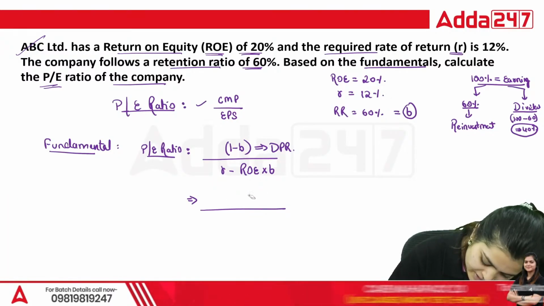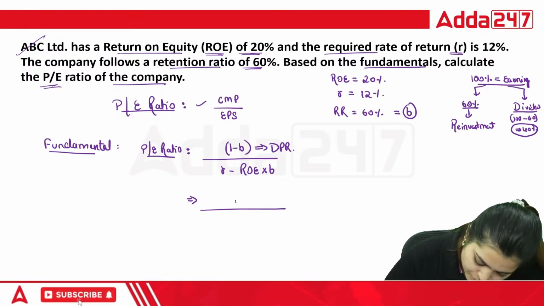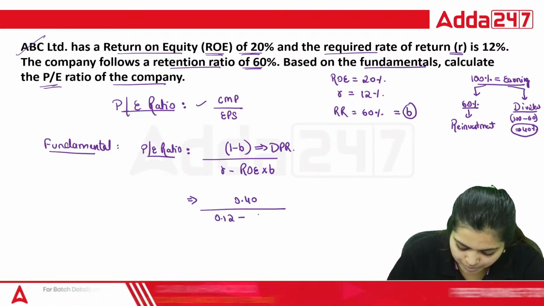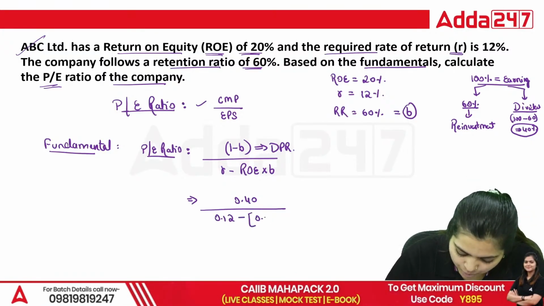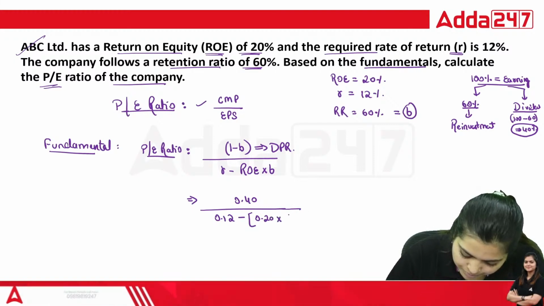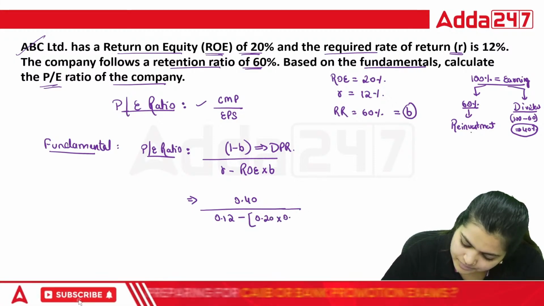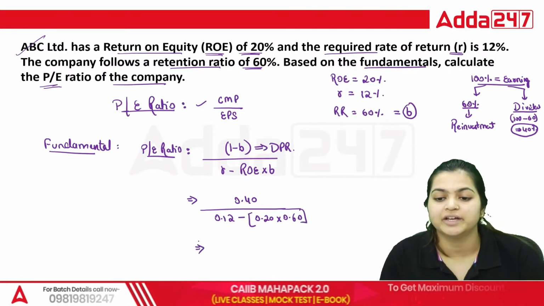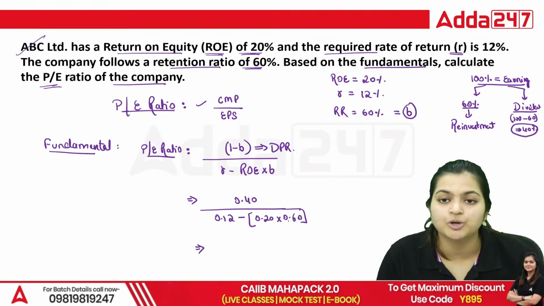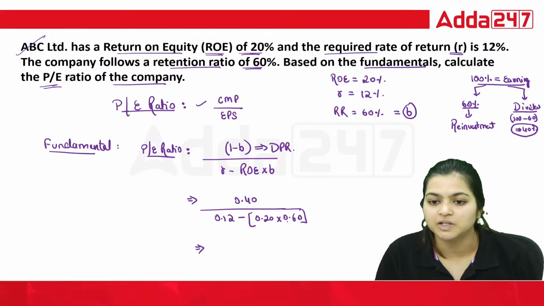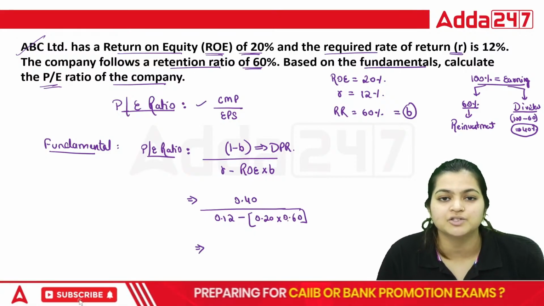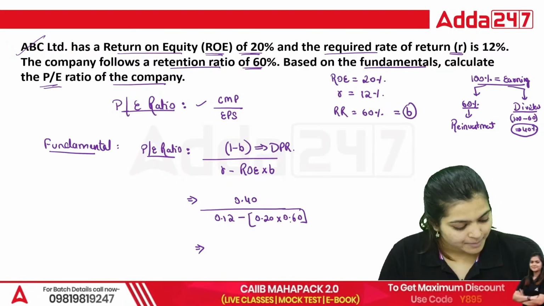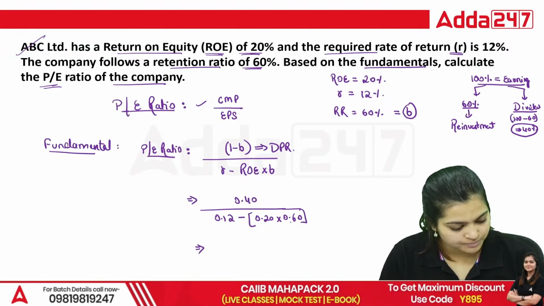So that is going to be 0.40. R is going to be 0.12 minus ROE, which is 0.20, into B, which is 0.60. Make sure you are calculating very carefully. Please don't take 0.6 in the denominator as a standalone; 0.6 is your reinvestment amount, that is your 60%. 0.6 into 0.2.